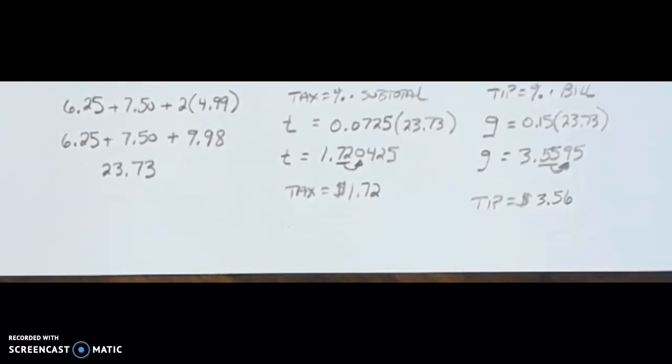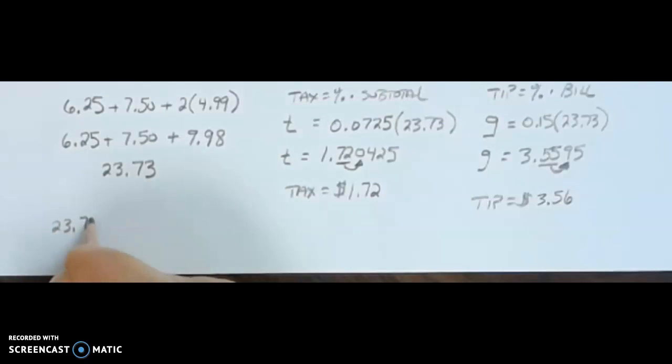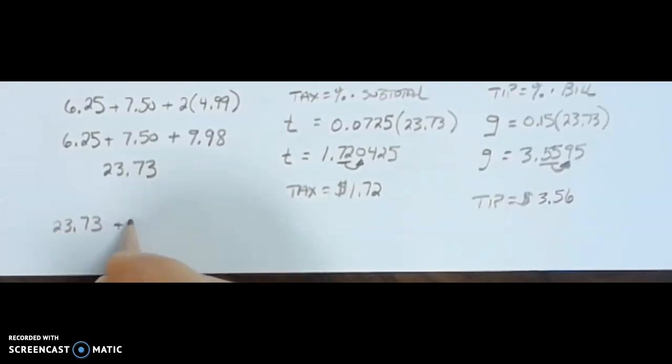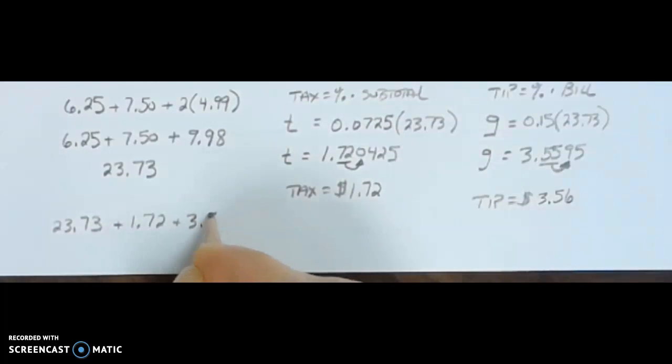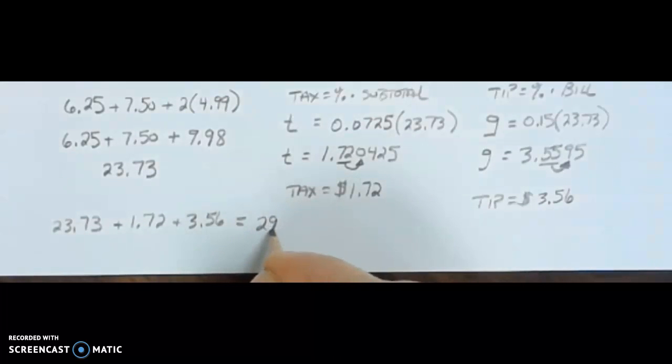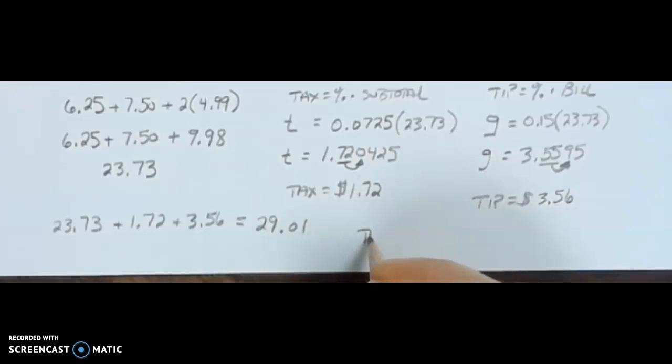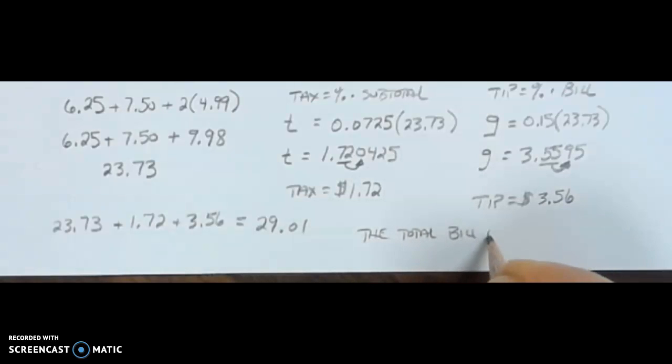So now we can come up with the total. We're going to take the original bill, the subtotal of $23.73, and we're going to add on the tax, and we're going to add on the tip as well. And when we add these three numbers together, that's going to give us 29 1/100th, which means that the total bill was $29.01.